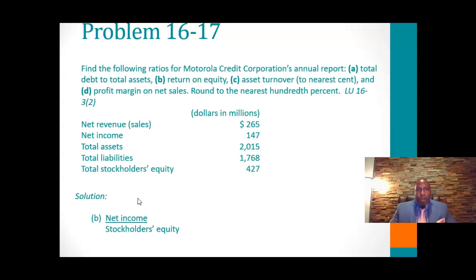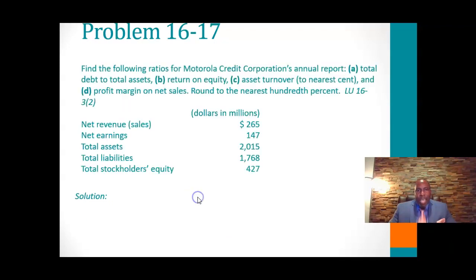Next up, we have what's called return on equity, which is net income divided by stockholders' equity. This is saying we're looking at the use of equity in order to earn a profit for the business organization. So take your net income divided by your equity, and it gives us 34.43%, which is actually pretty good. So we're saying that by using equity, it resulted in a net income. So 34% of our equity resulted in a profit of $147.